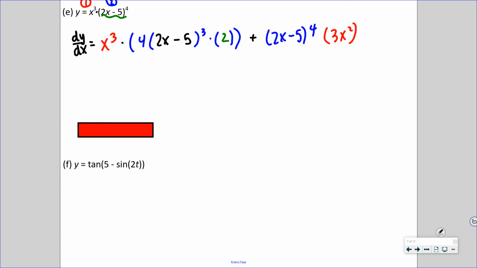Okay, let's clean it up. Here I have 2 times 4 times x cubed. So I could write that as 8x cubed times (2x minus 5) to the power of 3. Don't ever worry about having to actually multiply that out. The answer would be left in this factored form. And over here, the only thing I would do is write that 3x squared term in front of the parentheses.